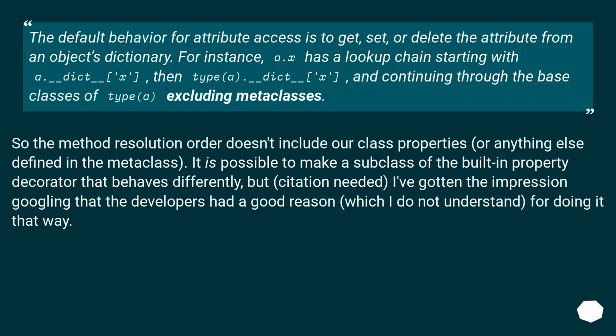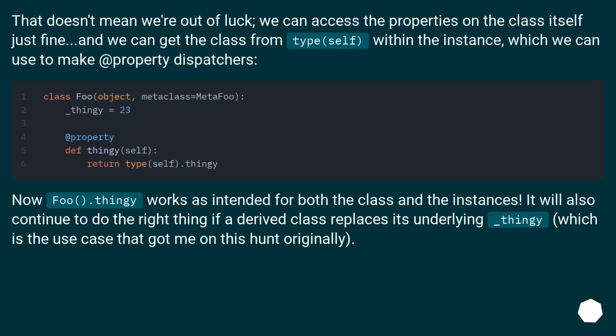It is possible to make a subclass of the built-in property decorator that behaves differently, but, citation needed, I've gotten the impression Googling that the developers had a good reason, which I do not understand, for doing it that way. That doesn't mean we're out of luck. We can access the properties on the class itself just fine, and we can get the class from type(self) within the instance, which we can use to make property dispatchers.